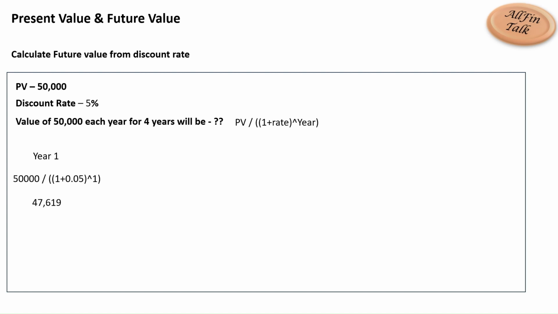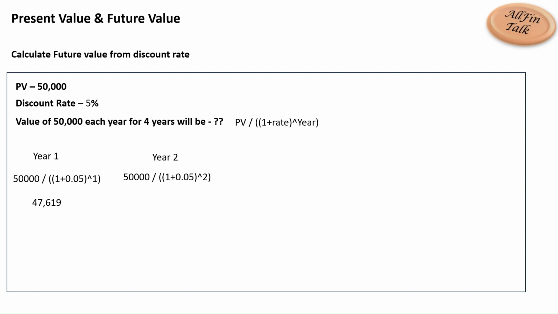Our amount comes to 47,619. This means that at the end of year 1, meaning after 1 year, our 50,000 would lose its value and would be equal to 47,619. That means 50,000 today is equal to 47,619 1 year from now.